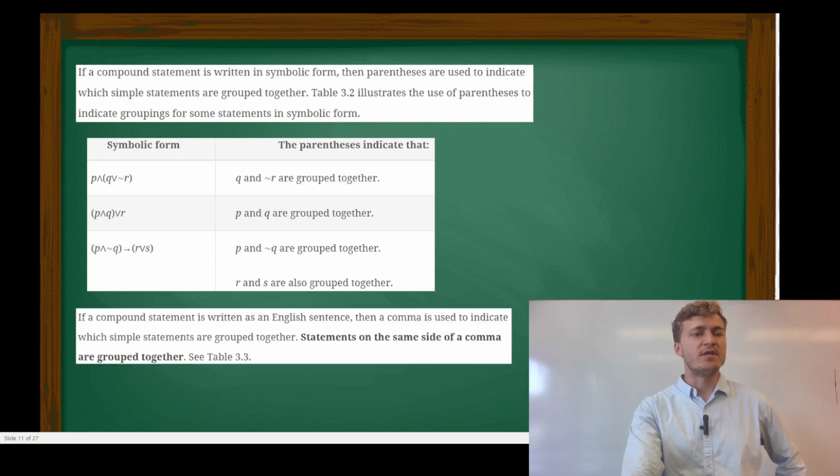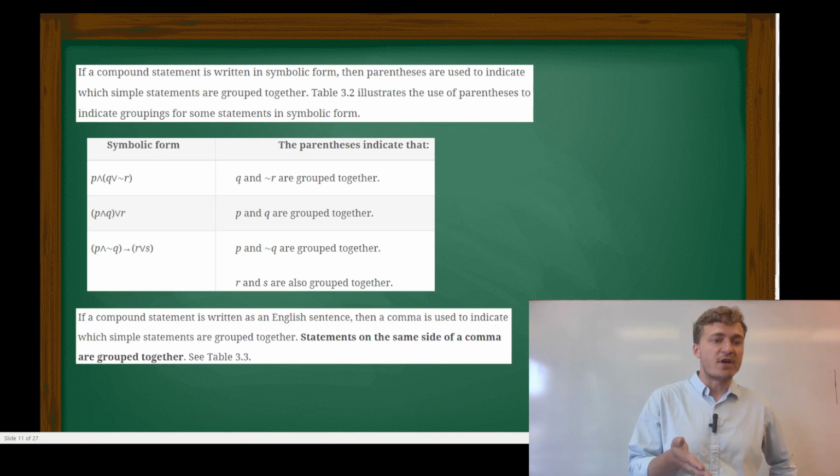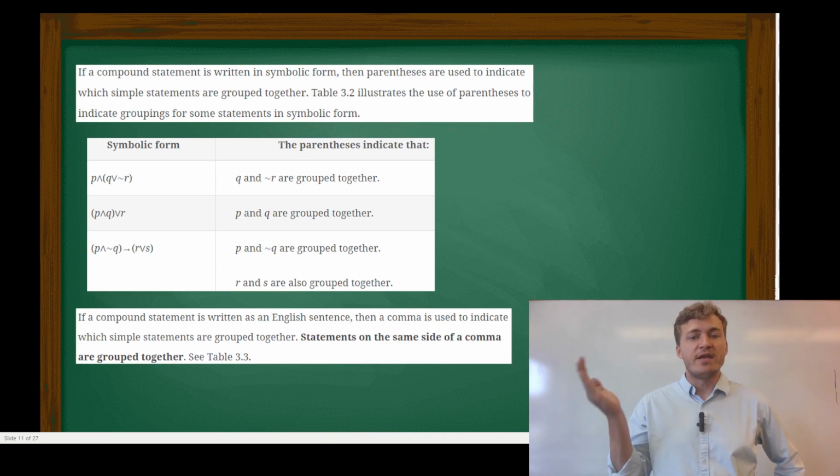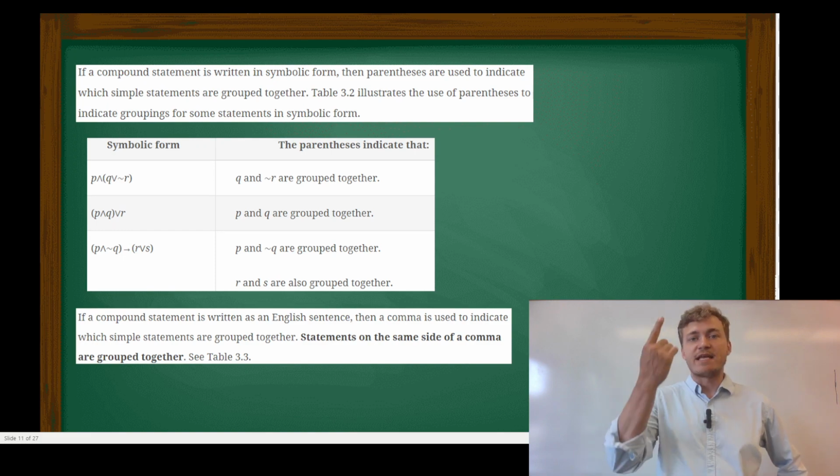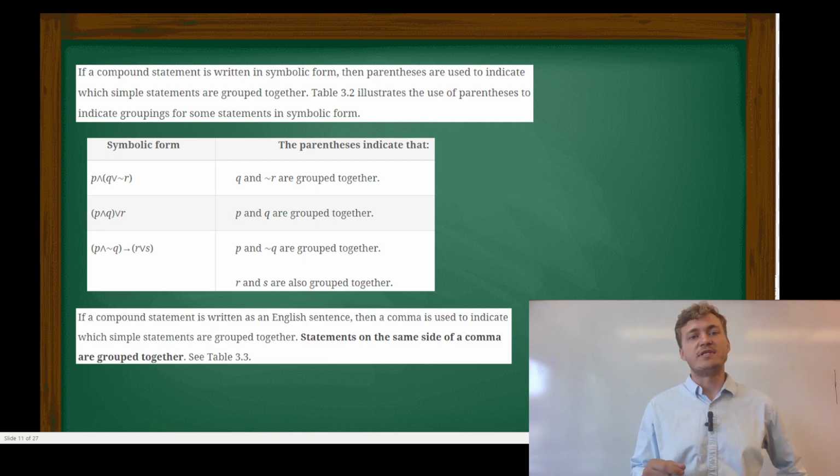If a compound statement is written as an English sentence, then a comma is used to indicate which simple statements are grouped together. First off, notice the sentence given to us is an if-then statement. Just in our notes, same as above, if a compound statement is written in symbolic form, then parentheses are used to indicate grouping. Right? These are conditional statements. These are the arrows that we're seeing right now.